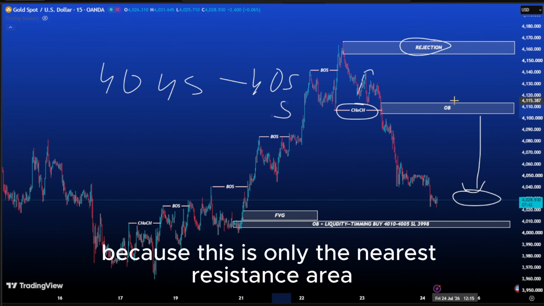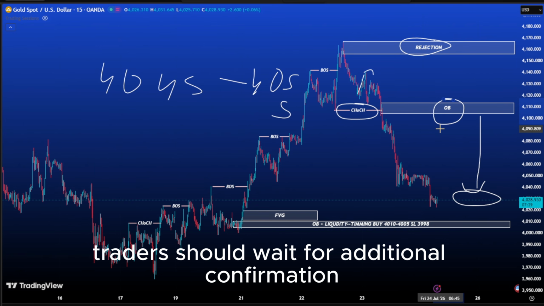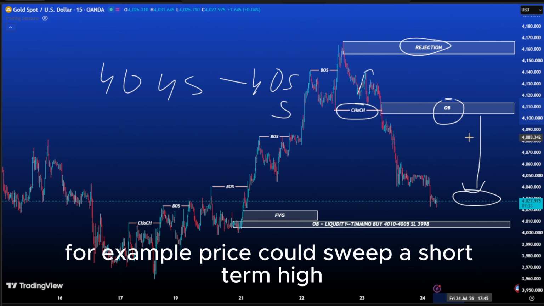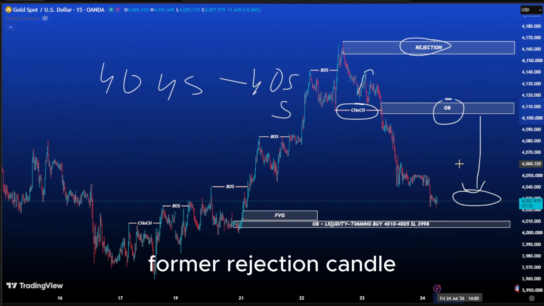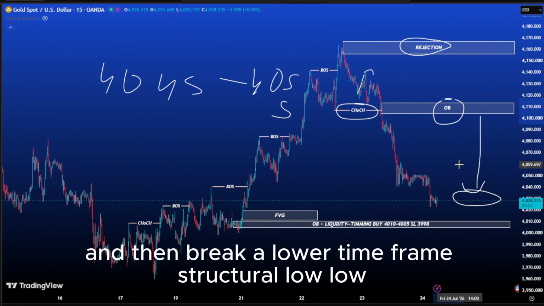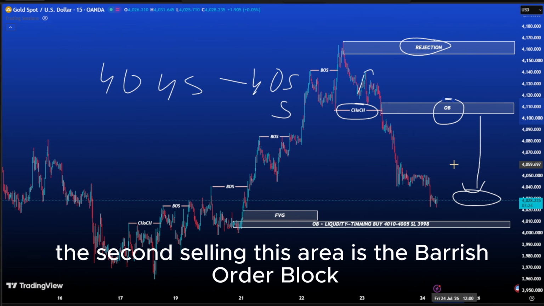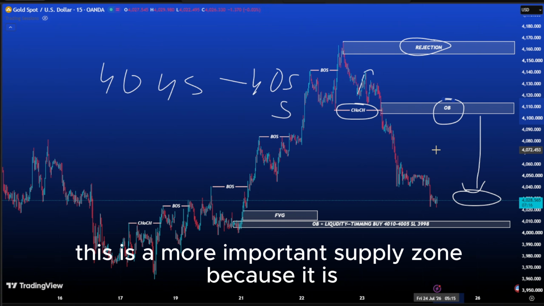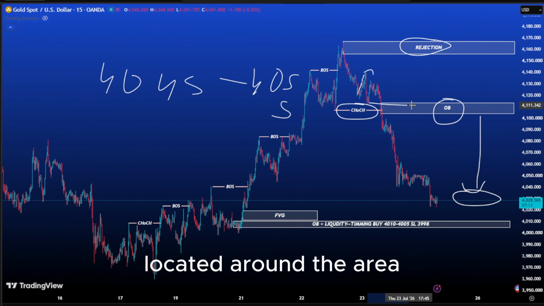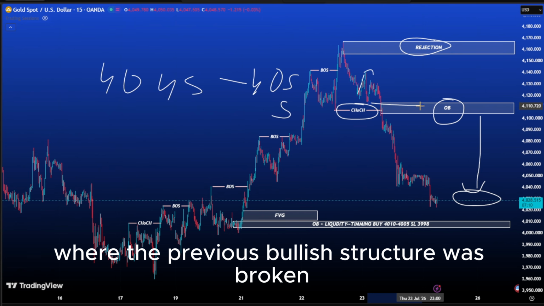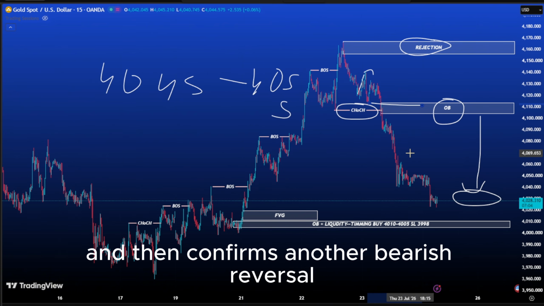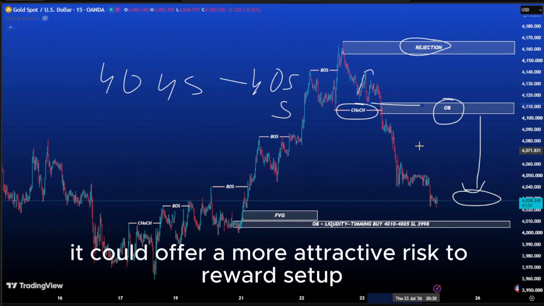However, because this is only the nearest resistance area, traders should wait for additional confirmation on the M5 or M1 timeframe. For example, price could sweep a short-term high, form a rejection candle, and then break a lower timeframe structural low. The second selling area is the bearish order block between approximately 4,112. This is a more important supply zone because it is located around the area where the previous bullish structure was broken. If price produces a deeper retracement into this area and then confirms another bearish reversal, it could offer a more attractive risk to reward setup.